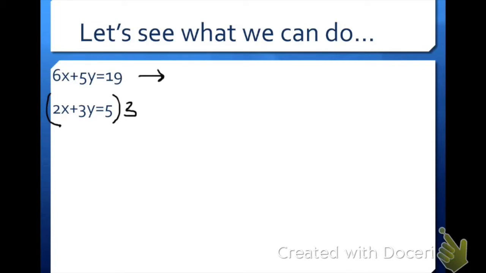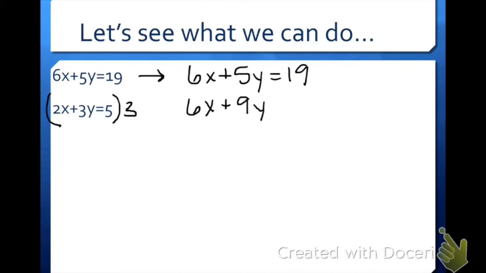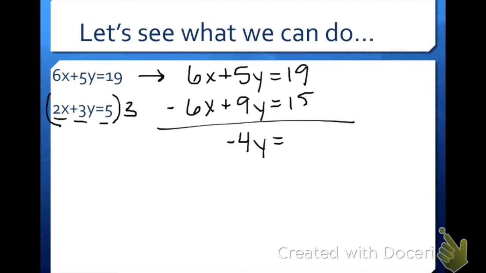So I still have this equation here of 6x plus 5y equals 19. And my new equation would be 6x plus 9y equals 15. I multiplied each of the terms by 3. These 6x's have the same sign, so I want to subtract them. So 6x minus 6x would just be 0. 5y minus 9y would be negative 4y. And 19 minus 15 gives me 4. Divide by negative 4.